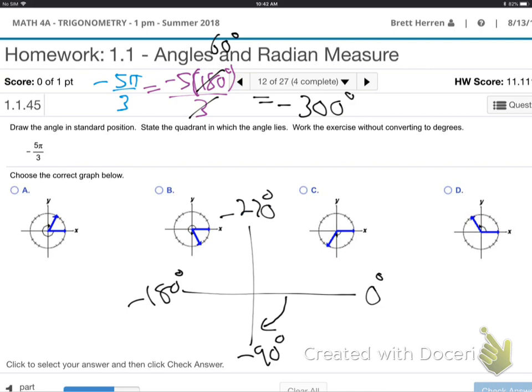Negative 270. Yeah, just going the opposite way. Does that make sense? Negative angles just start by going down instead of up. So I go down 90, down 180, down 270. Where's down 300? A little bit past that. So yeah, looks like A, huh? It's up there in quadrant 1, isn't it?